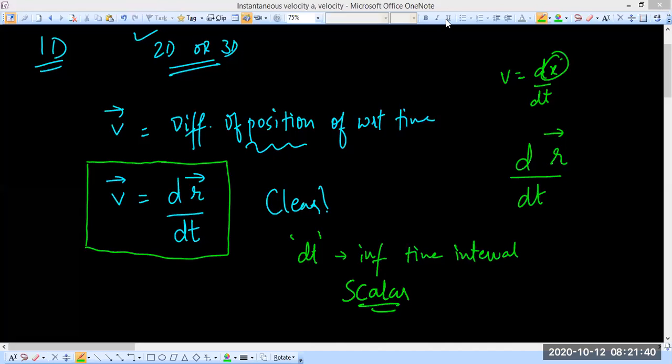Right? Time interval is a scalar. No, Vedant, you can't say dx equal to dr.